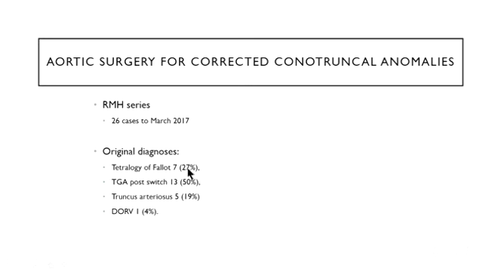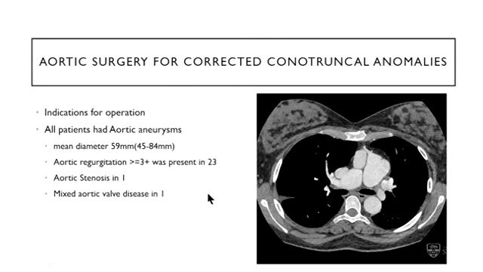As you can see, it's a mixture of tetralogy patients, people who had transposition and had a switch, a group with truncus and some double outlet right ventricles. And nearly all the patients did have quite significant aneurysms. So the mean was nearly 60 millimetres, ranging between 40 to 80. And again, nearly all of them had quite significant aortic valve regurgitation, a bit of one with stenosis and one with mixed disease.